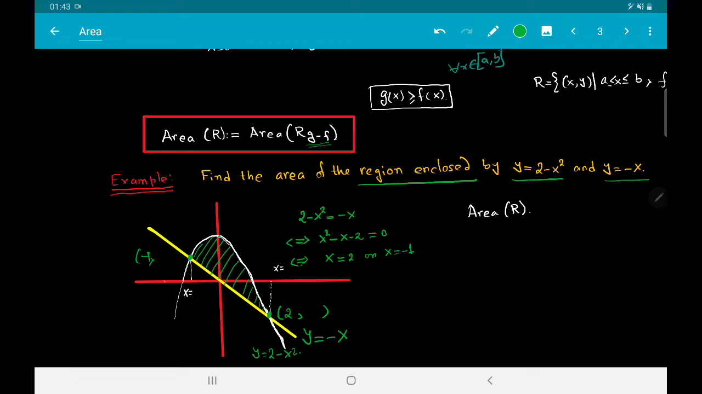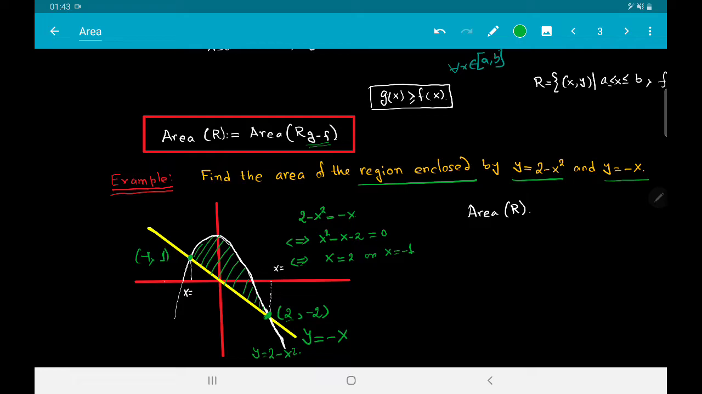So now it is easy. We know that this point also lies on the line y equal to minus x. So the y coordinate of this point is minus 2, which is the negative of the x coordinate, and of course this point is given by plus 1, which is the negative of the x coordinate.